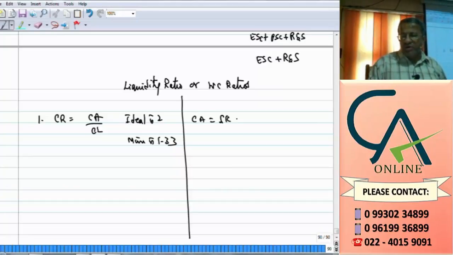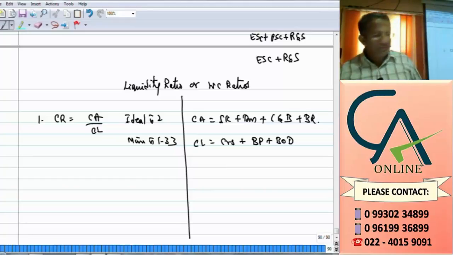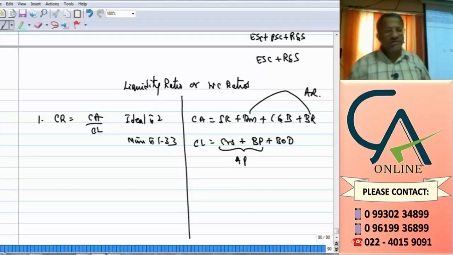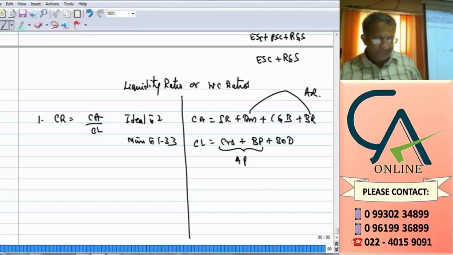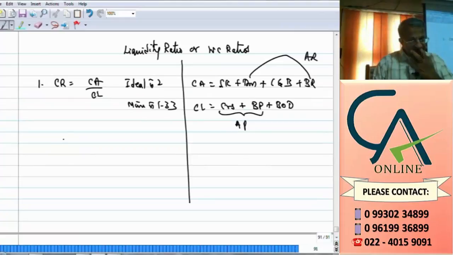What are all current assets? Current asset is equal to stock, debtors plus cash and bank balance. Current liability would mean creditors plus bills payable plus bank overdraft. You can say even bills receivable also. You may call creditors and bills payable as accounts payable, and debtors and bills receivable as accounts receivable or trade receivable. So this is what we call the current ratio.